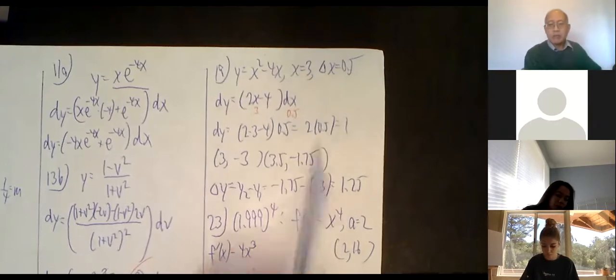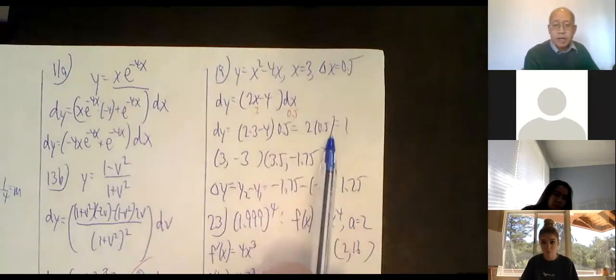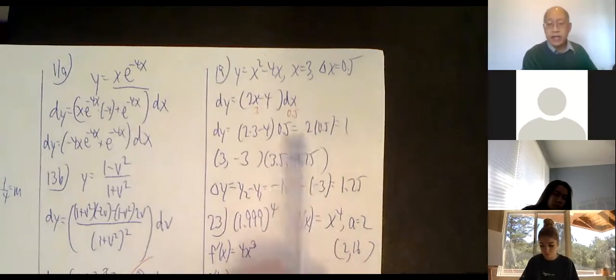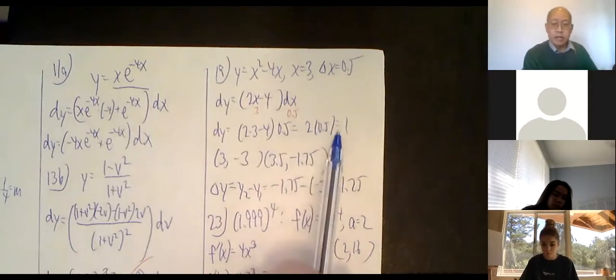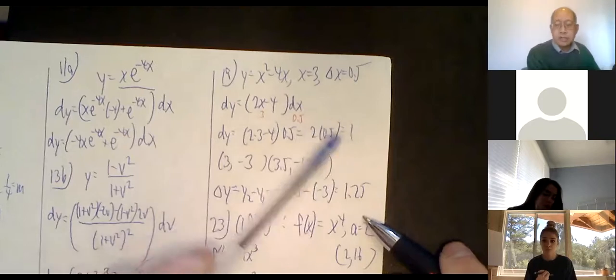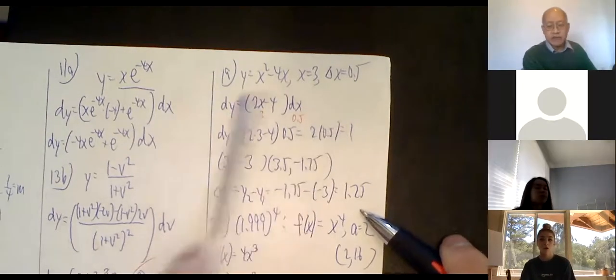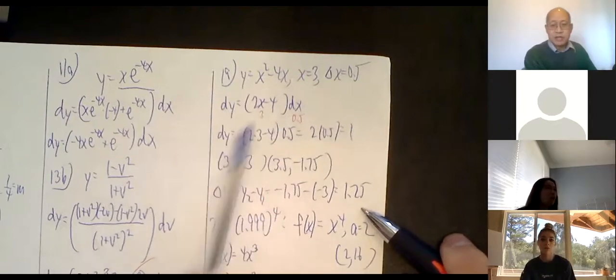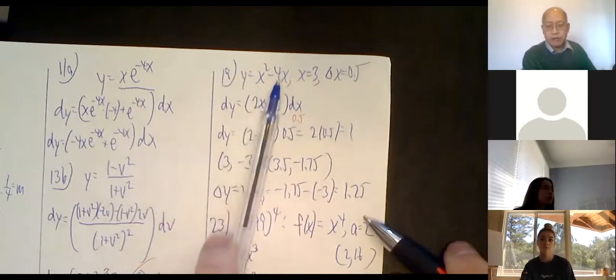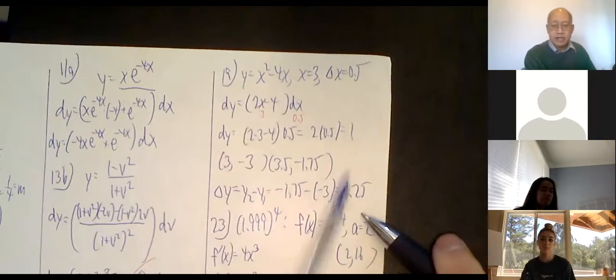But you can see it's a lot more work doing delta y than dy. dy was pretty fast. I didn't need a calculator. Very quick. The change in y values is about 1, and you can see they're pretty close. So if you just want something quick and dirty, an approximate change in y value without actually having to figure out what is 3.5 squared minus 4 times 3.5, and also what is 3 squared minus 4 times 3, it's a lot faster to do dy.